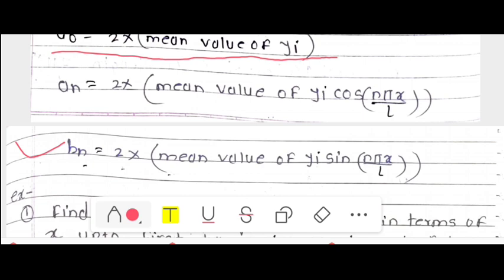So in this way, we determine the Fourier coefficients by using these given formulas for the harmonic analysis. So we find the first harmonic, second harmonic, and so on.